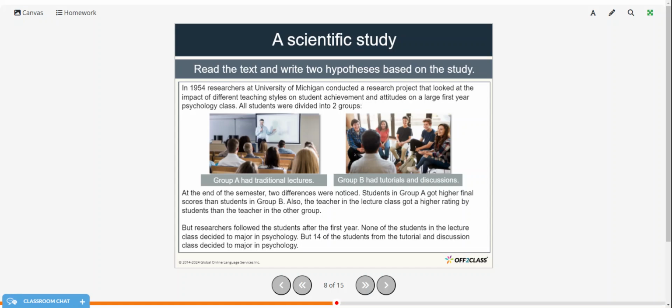None of the students in the lecture class decided to major in psychology, but 14 of the students from the tutorial and discussion class decided to major in technology. So, see if you can write two hypotheses based on this study.